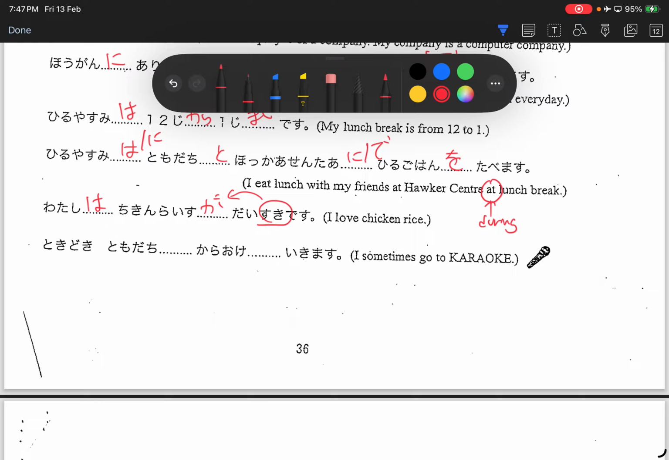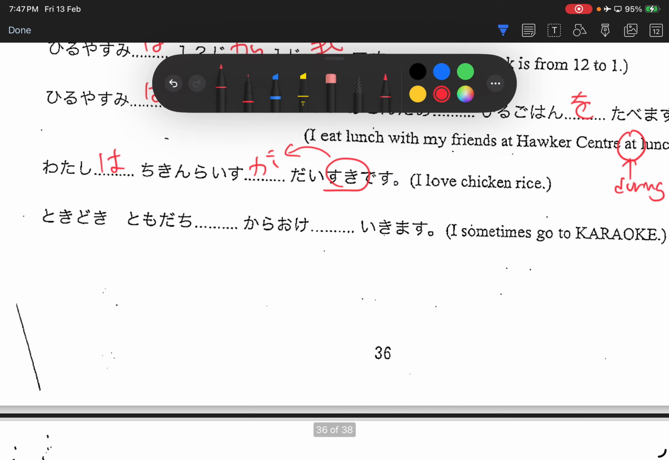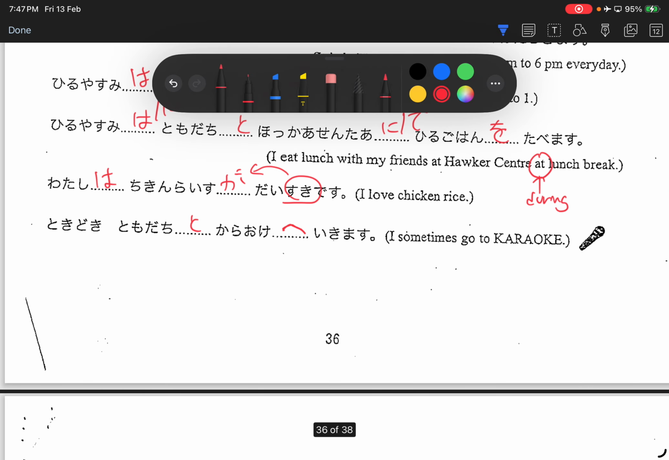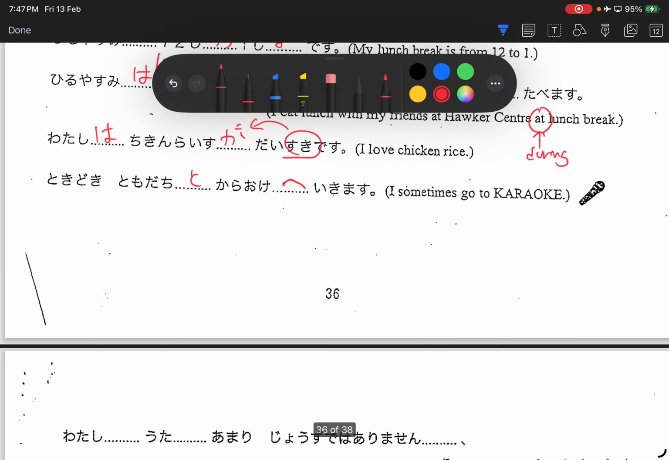Okay, next, tokidoki. Tokidoki tomodachi to karaoke e ikimasu. Okay, very good. Because of ikimasu, that's why he used e. Go to karaoke. I thought we use ni for direction. Ni is not direction, ni is position. If you want to say you go into karaoke, then we can say ni. So I will say both are okay. Karaoke ni ikimasu.